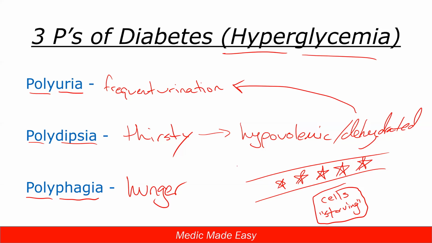But all we're doing as we're eating is adding more sugar into the bloodstream, right? More sugar into the bloodstream. And because we don't have any insulin, we're not getting any of that sugar to move into the cells. And so the cells are starving. Even though all that sugar is in the bloodstream, the cells are starving. So we get this increased hunger, we get this frequent urination, and then we get thirsty. Right? So it's the 3 Ps of hyperglycemia specifically.